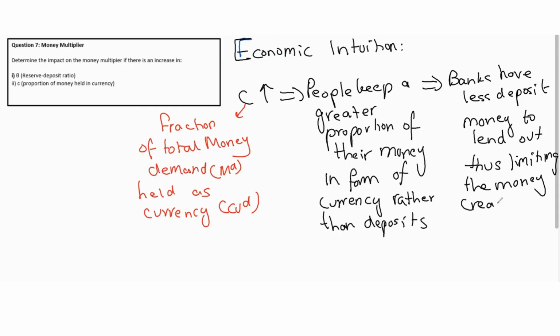So this is how the money multiplier is affected through an increase in the reserve deposit ratio, and then we looked at it through an increase in the proportion of money held in currency.